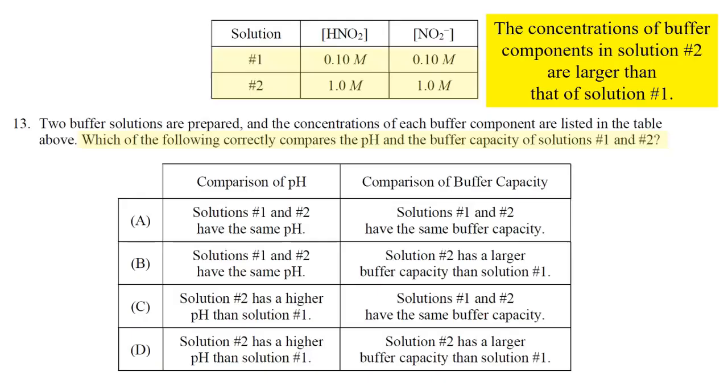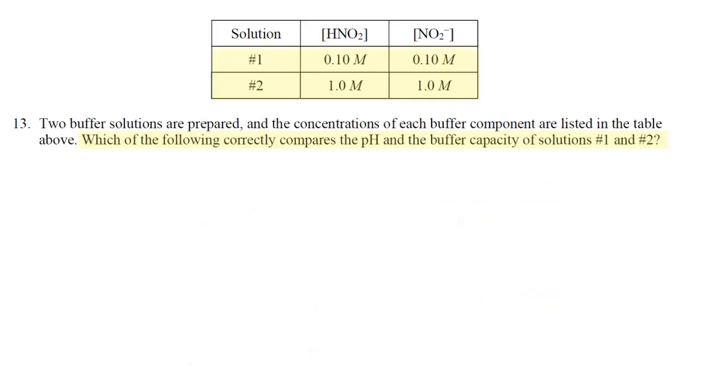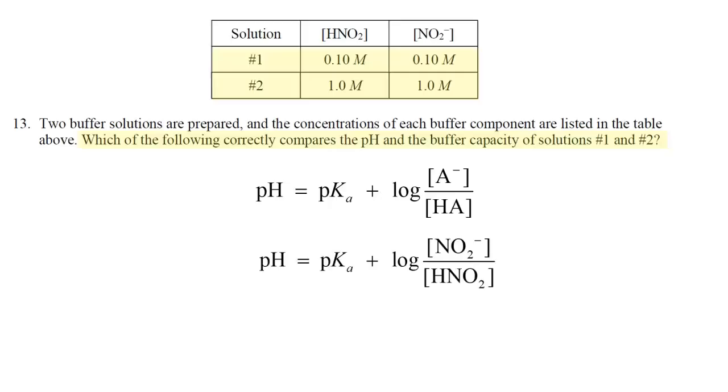Let's look at the 4 choices. Larger buffer capacity for solution 2, larger buffer capacity for solution 2. We can eliminate choices A and C, which indicate that they have the same buffer capacity. They do not. Now, what about the pH? Well, here is the Henderson-Hasselbalch equation. pH equals pKa plus log of A minus over HA. So specifically, that would be the NO2 minus over the HNO2.